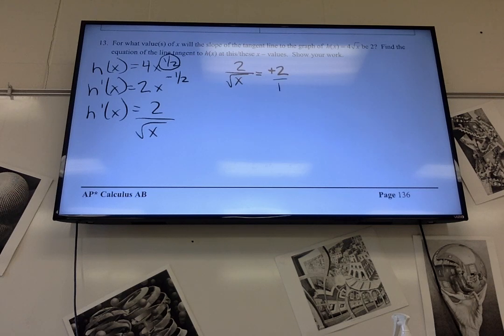So cross multiply. You get 2 equals 2 square root of x. Divide by 2. You get 1. Square both sides. You get x equals 1. On the answer key, it said there isn't one. It said no solution. That's because on my paper it says -2. If you had 2 over square root of x equal to -2, it wouldn't work because you'd have the square root of something equaling a negative number, which can't happen.